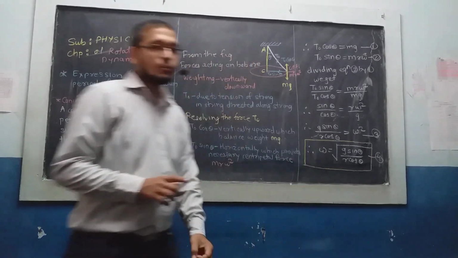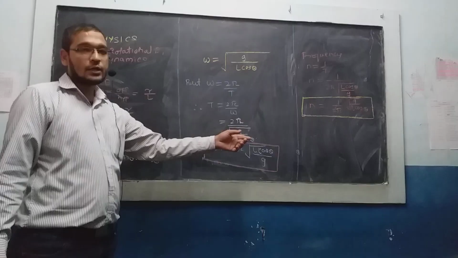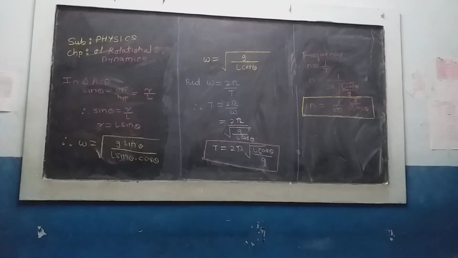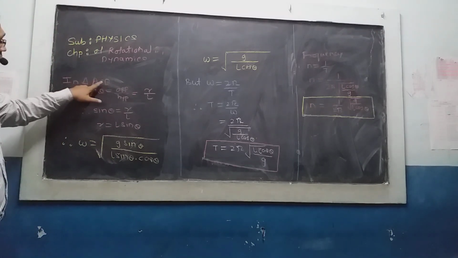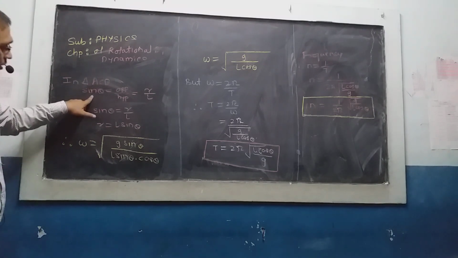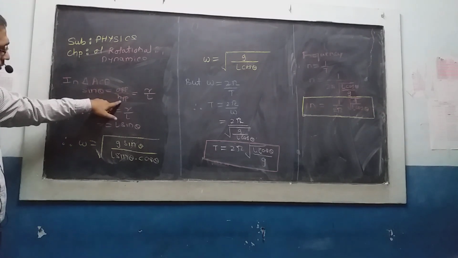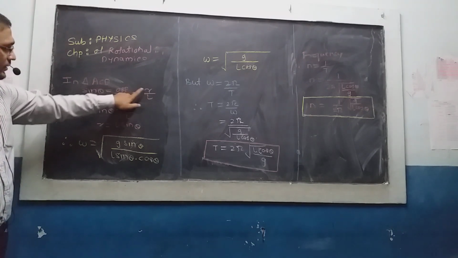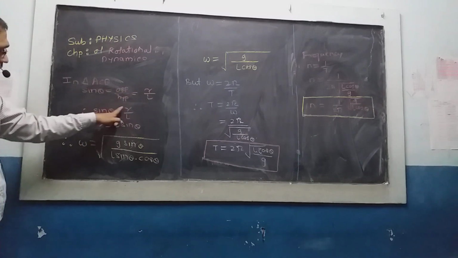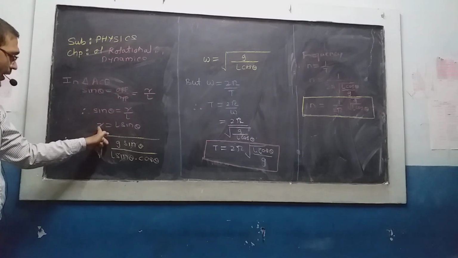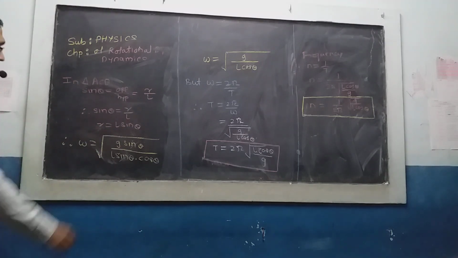Now further we will derive the expression for time period. Expression for omega is equal to under root of g sin theta upon r cos theta. Okay, but if you see the figure which was drawn, in the triangle ACB, if you apply sine of theta, what you get? Opposite upon hypotenuse. And what is opposite? It is nothing but the radius, and hypotenuse is nothing but the length of the string, that is L. So r upon L. So we get sin theta equal to r upon L. So from this we get r equal to L sin theta.